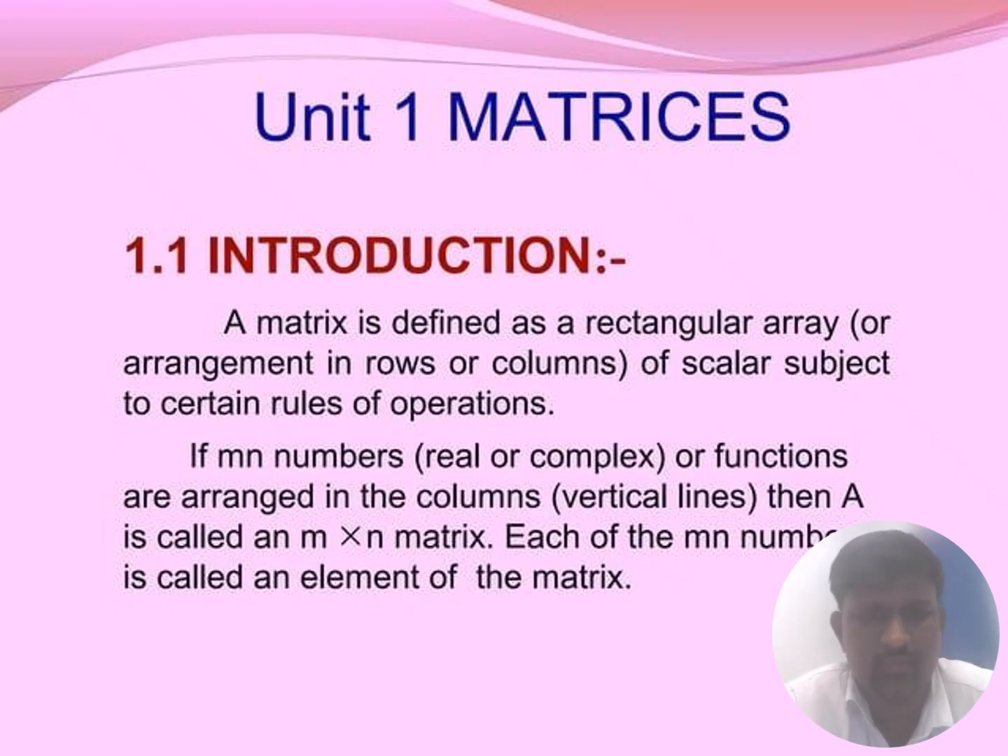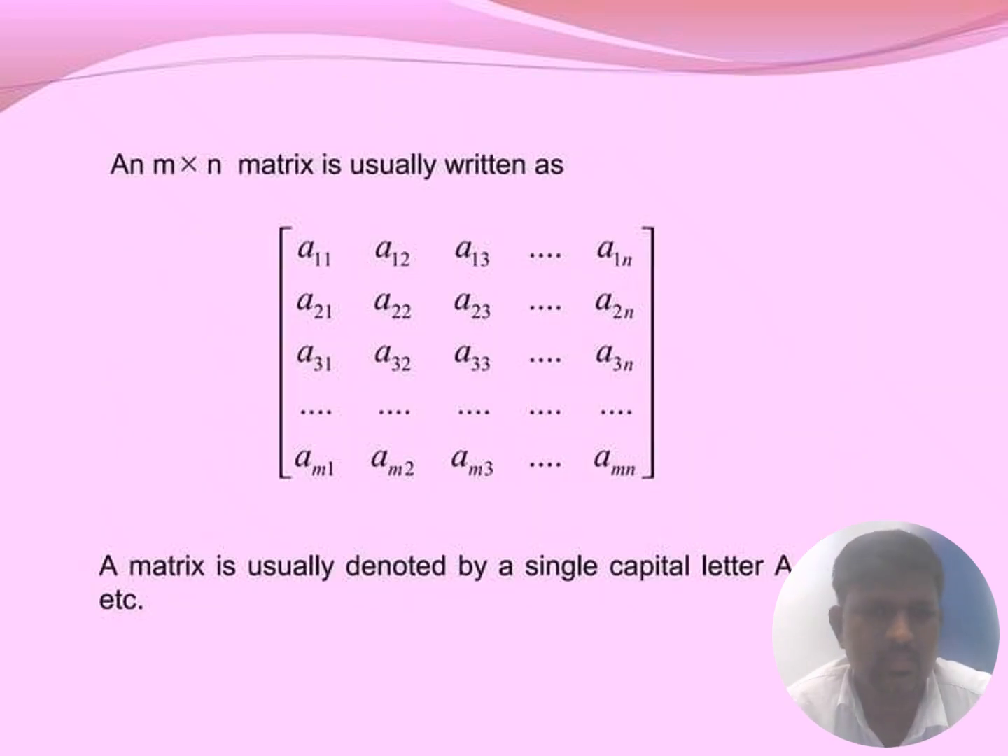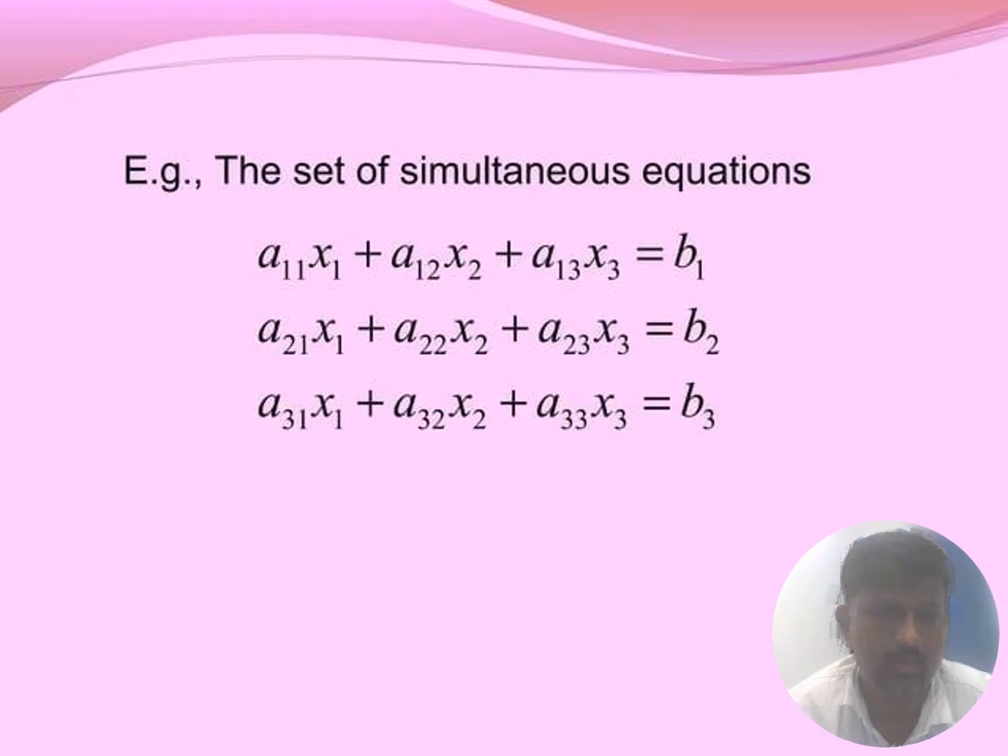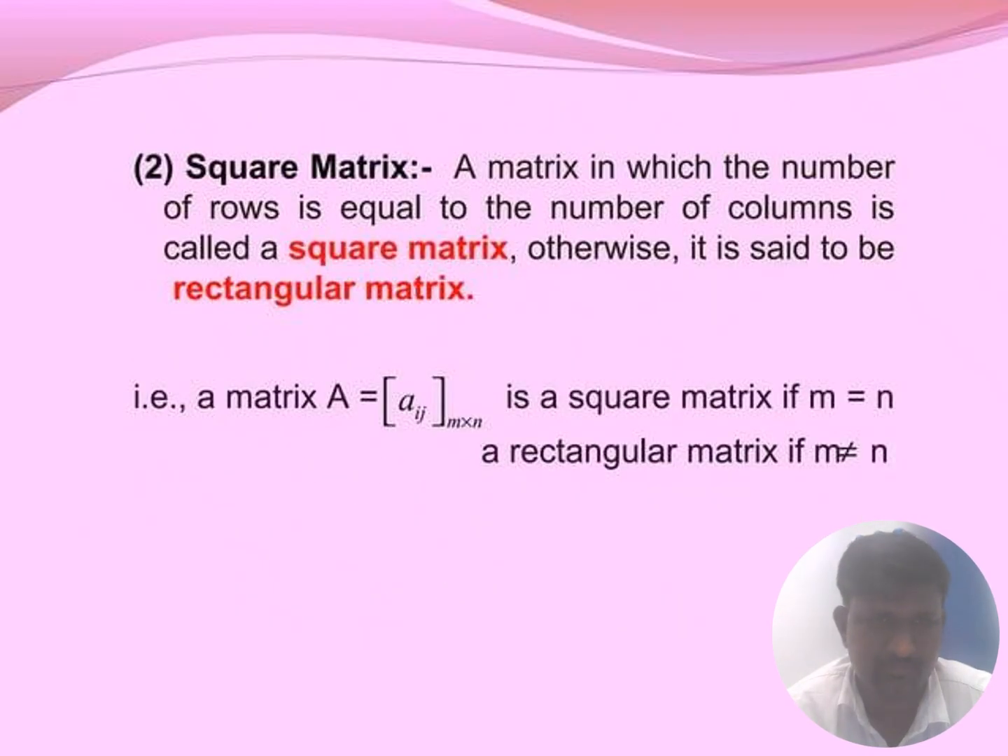So let's start with the fundamental classification of matrices. A matrix is a rectangular array of numbers arranged in rows and columns. So we'll see the types of matrices. Real matrix: all the elements in the matrix are real numbers. And the square matrix: the matrix in which the number of rows is equal to the number of columns is called the square matrix.